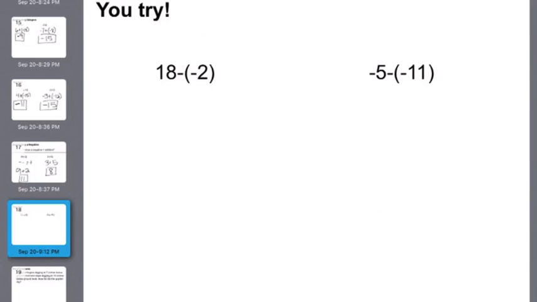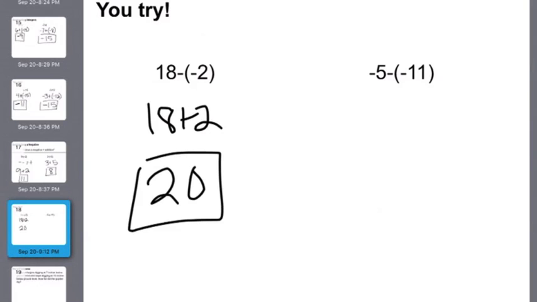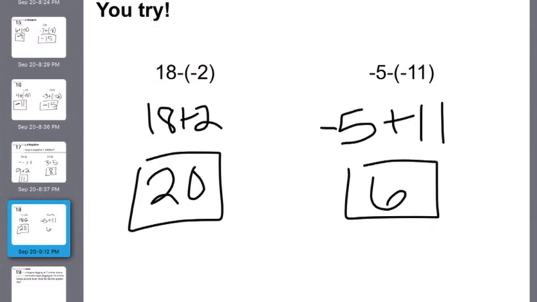Now you go ahead and try. So pause, check it out, and see how you do. 18 minus negative 2 is 18 plus 2, which is 20. Negative 5 minus negative 11. So we keep our first number the same. Minus a negative turns into addition, and then you keep the 11. We've got two different symbols here. So the absolute value of 11 is bigger than the absolute value of negative 5, so our answer will be positive. We're going to take 11 minus 5, and we get 6.